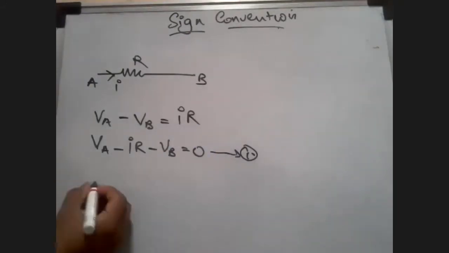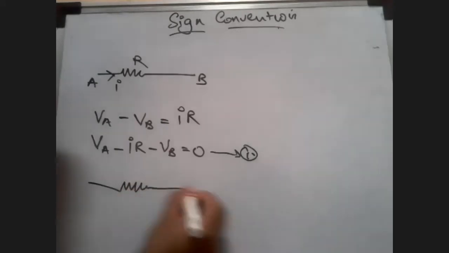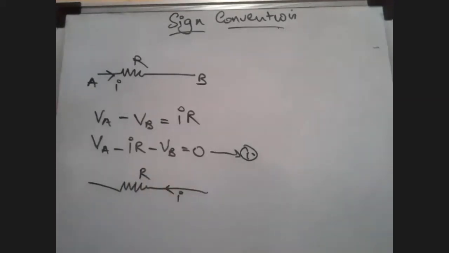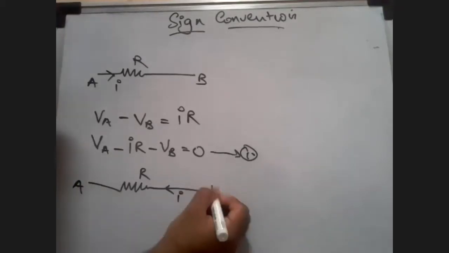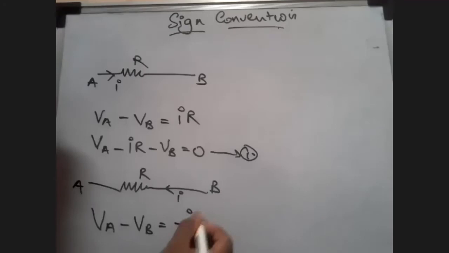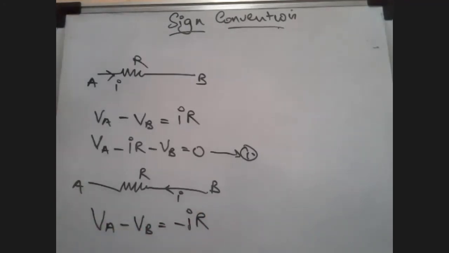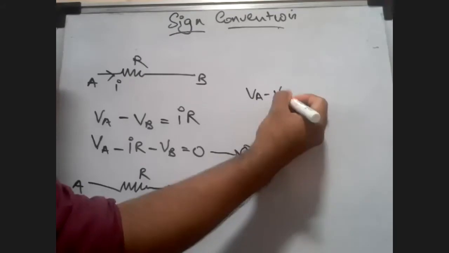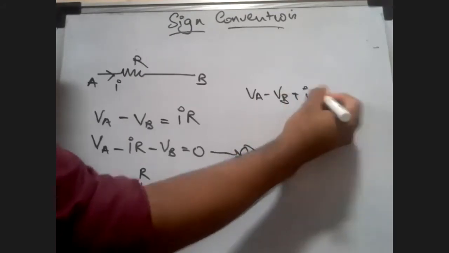If I change the direction of the current and I say this is A and this is B, then VA minus VB will give me minus IR. If I switch IR over to this side, it will become VA minus VB plus IR equals 0.